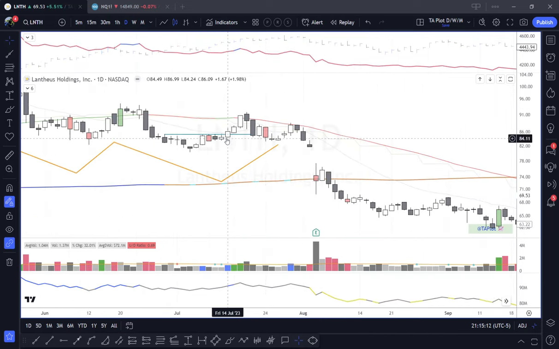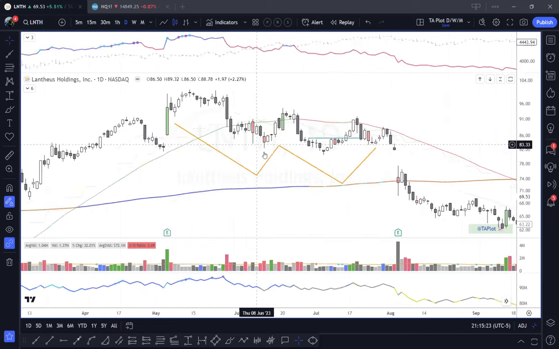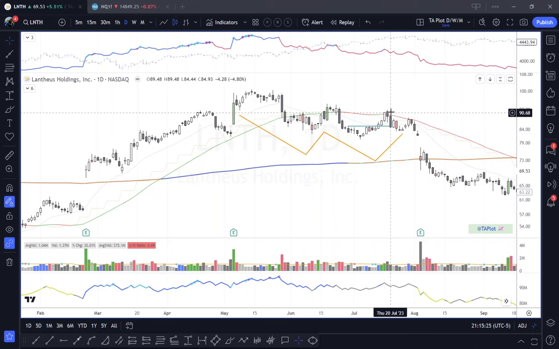And I played this exactly here. I just unloaded it right at the test of the 50, the downtrending 50. See how it's red, downtrending 50. I think that was like a two and three quarter risk to reward.